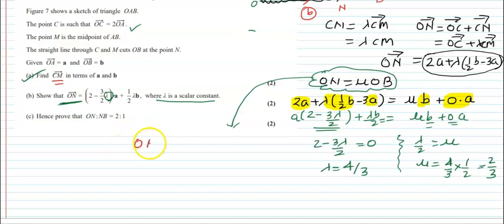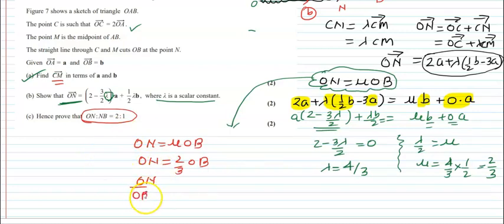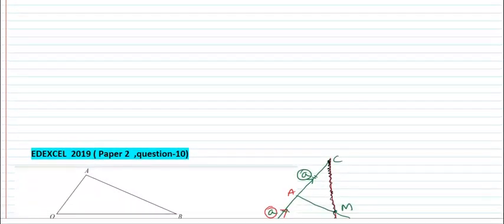So I'm writing first ON equal to mu OB, right? So mu is 2 over 3. So ON is 2 over 3 of OB. And remember, we need to show ON and NB is 2:1. So we can find ON over OB is 2 over 3. So it means ON is 2/3 of OB. So what is left? We are left with NB, this portion.